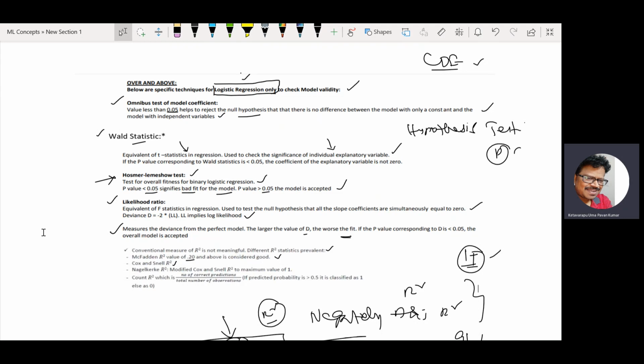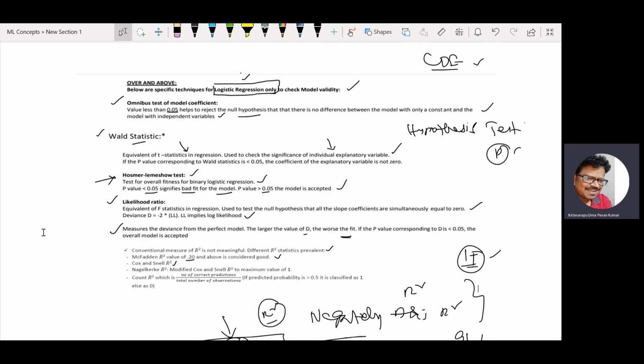There are certain possibilities, guys, where along with your typical classification metrics, you can make use of other metrics, like the omnibus test for the coefficients and the Wald statistic to explain individual explanatory variables, and the Hosmer test for the overall fitness of the binary logistic model. And suppose the slope value becomes 0. In that case, how do I handle it with the help of the likelihood ratio?